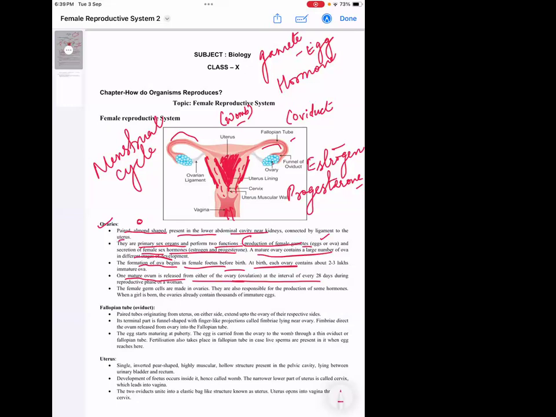Now after 7 days, what happens? Slowly and gradually a layer will start forming again, covering this lining. Then again, what happens after 28 days? This lining will fall off, or start breaking down. So like this, after every 28 days, the menstrual cycle will occur. The female germ cells are made in the ovaries. They are also responsible for the production of some hormones. When a girl is born, the ovaries already contain thousands of immature eggs.